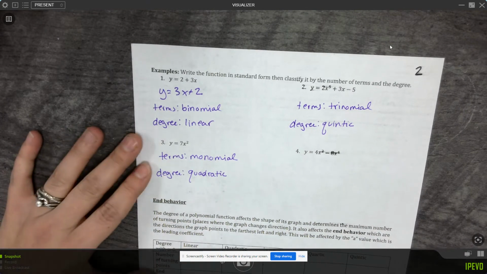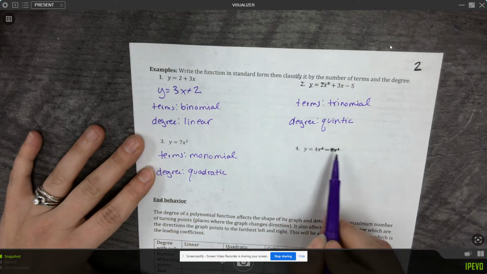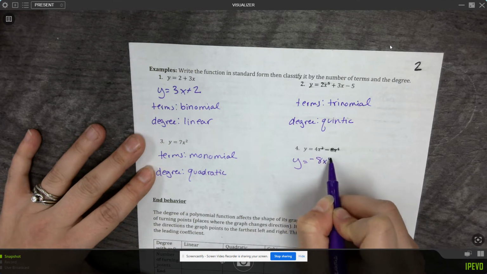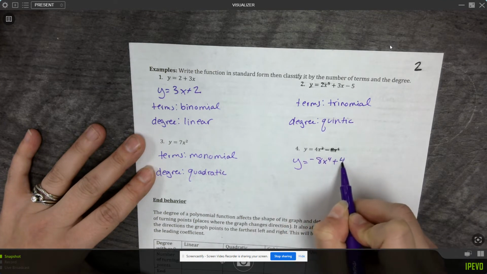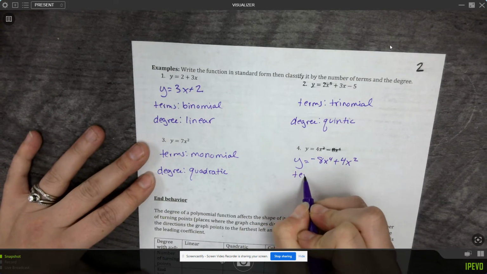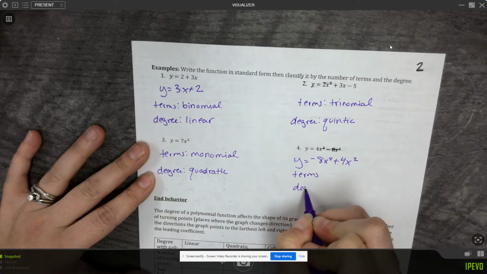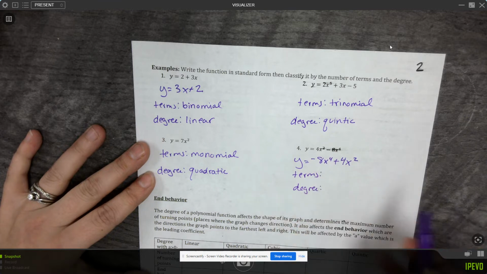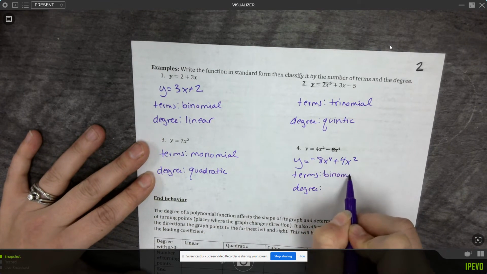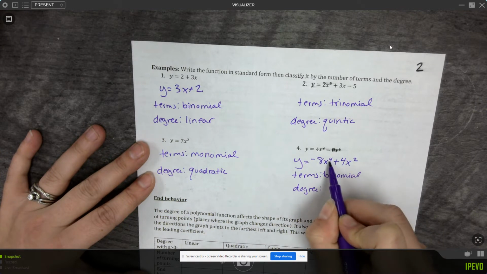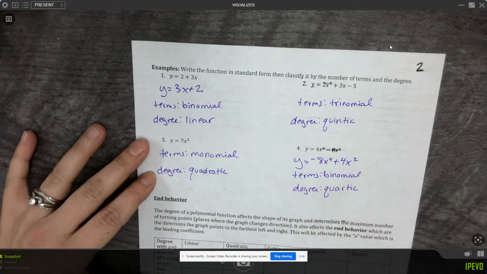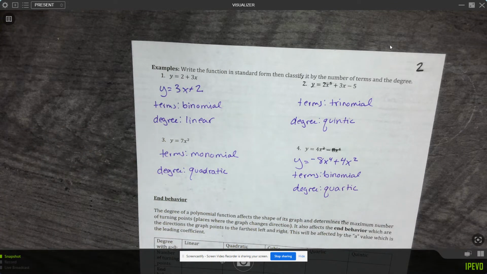And your last example is not in order because we have 2 and then 4, so we need to switch those and put negative x to the 4th, and then positive, so plus 4x squared. And then you can classify. There are 2 terms, makes that a binomial. And your degree is 4, makes that quartic. Okay.